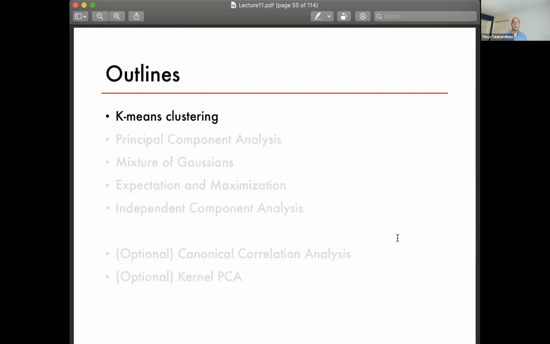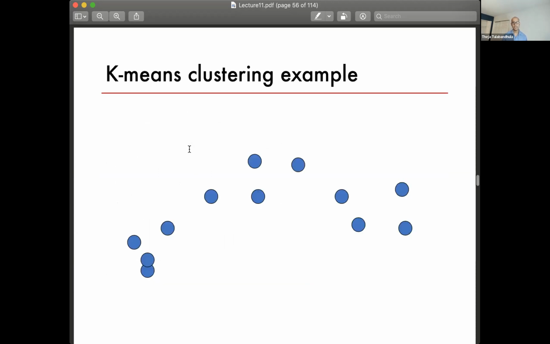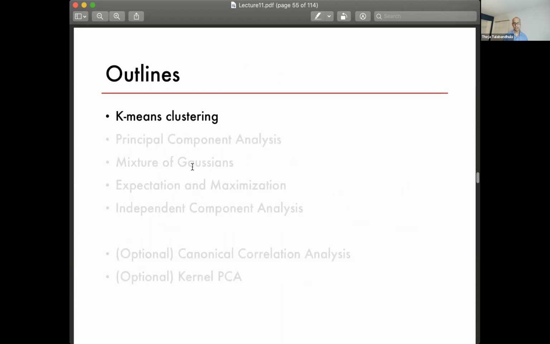And so what is the sequence? We saw k-means last time. We saw principal component analysis just now. What we're going to do is look at mixture of Gaussians and then look at a particular technique called expectation maximization.